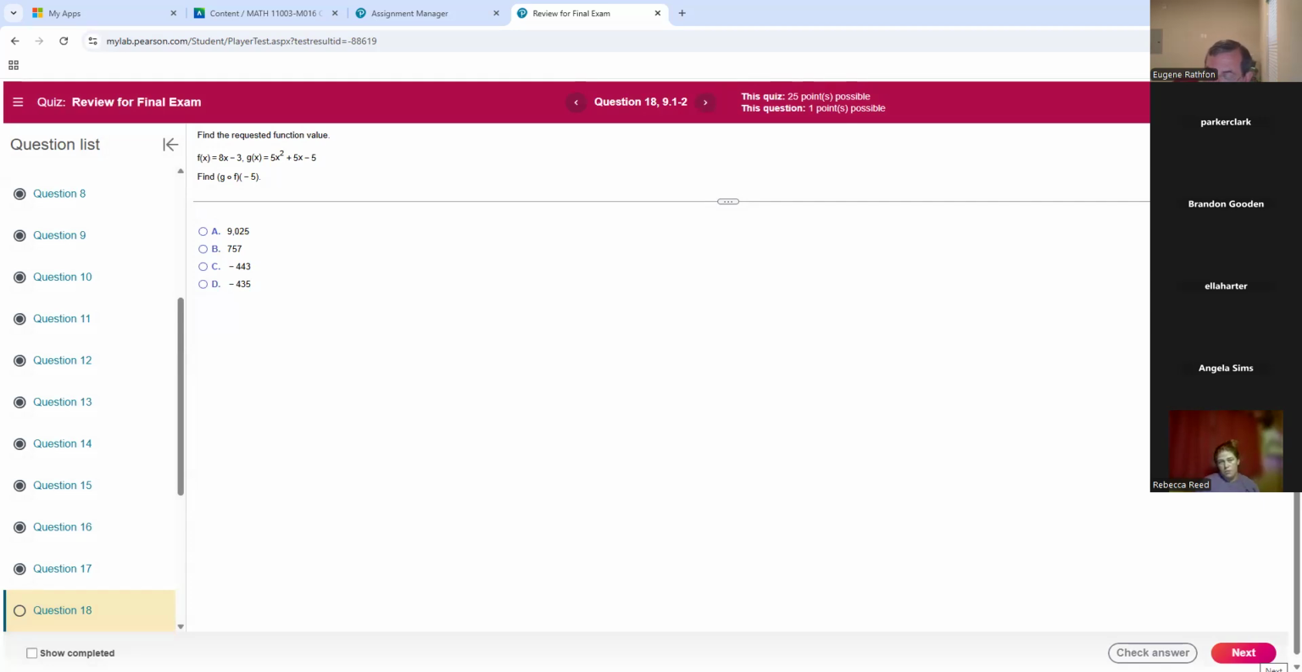All right, y'all, 18. Stuff we did on this test. f of x equals 8x minus 3. g of x equals 5x squared plus 5x minus 5. They want me to find g compose f of negative 5.